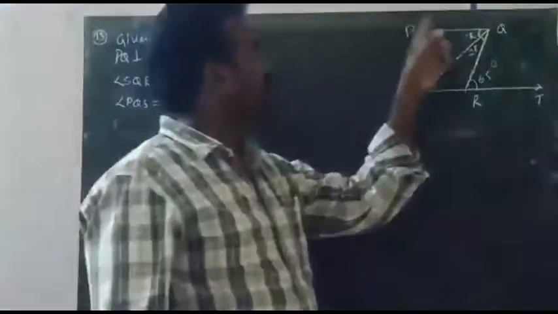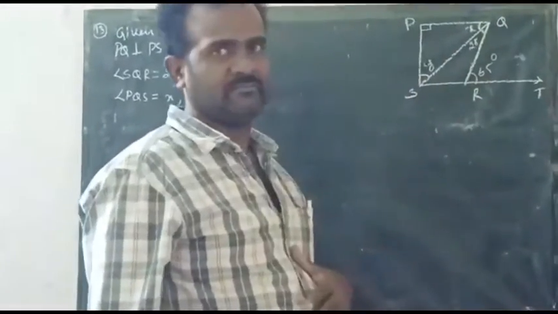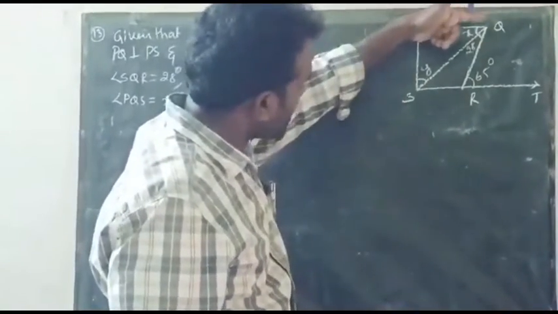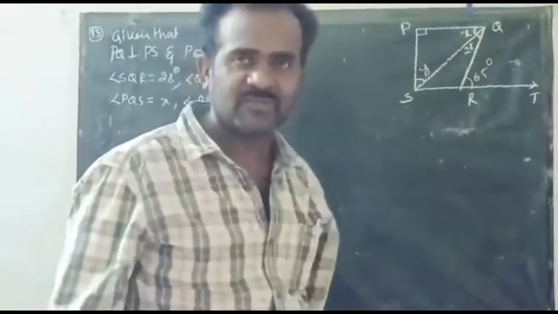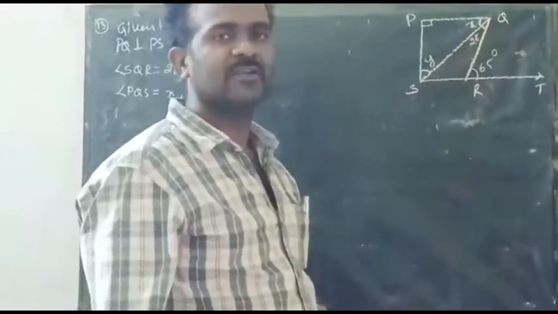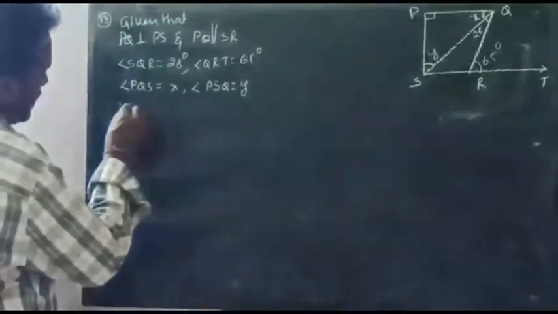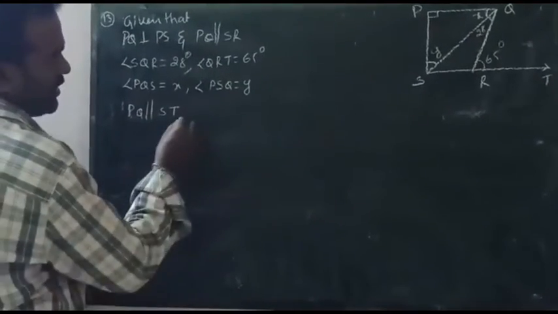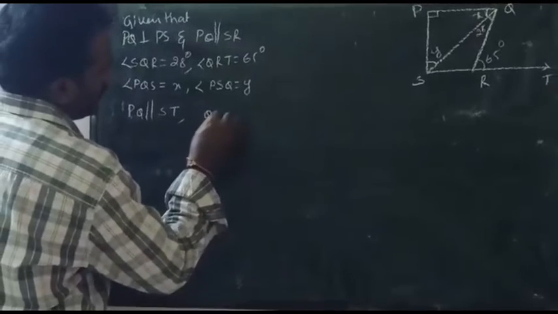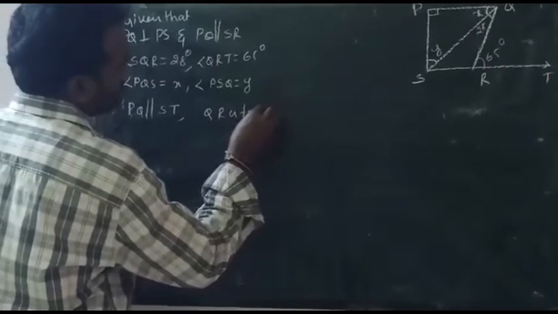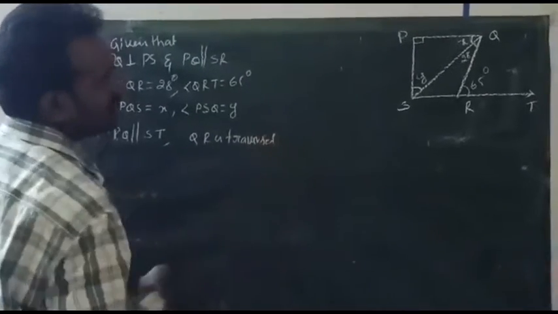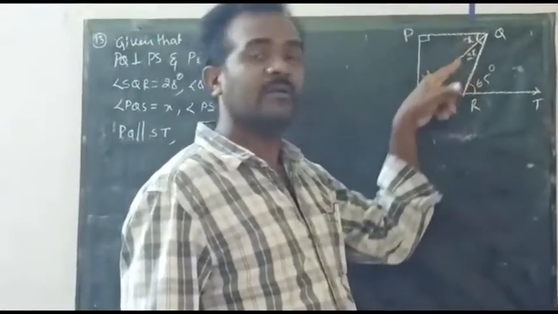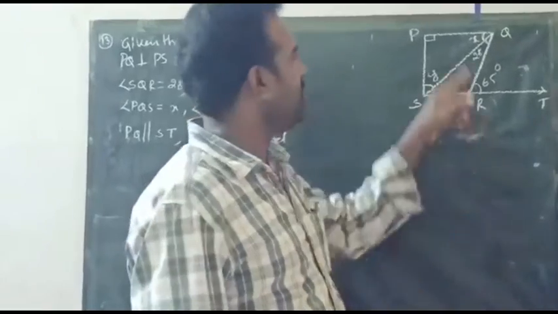See students, here PQ is parallel to ST. PQ is parallel to ST, so QR is a transversal, or not? Yes, QR is a transversal. PQ is parallel to ST, and QR is the transversal. These two lines are parallel lines, so alternate interior angles are equal, or not? Alternate interior angles are equal.